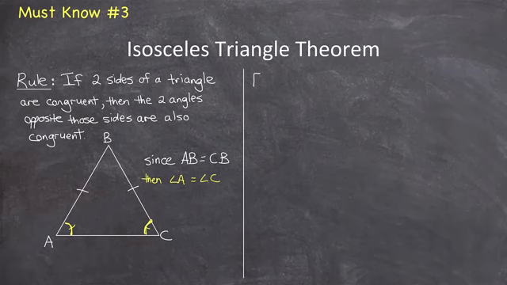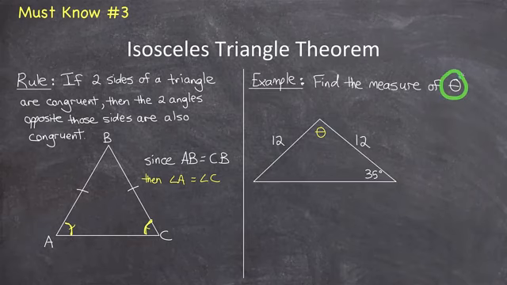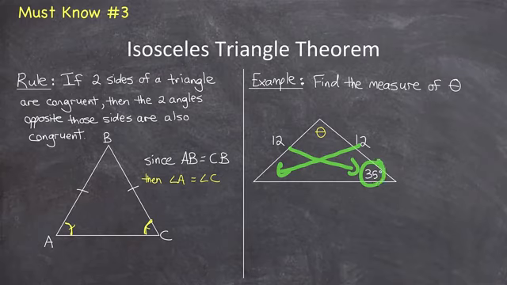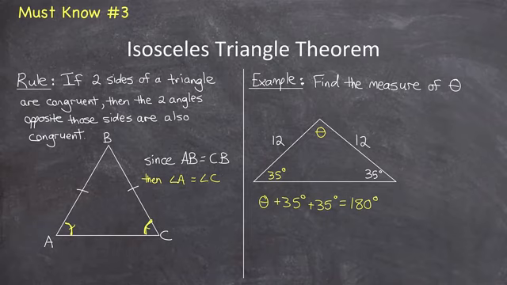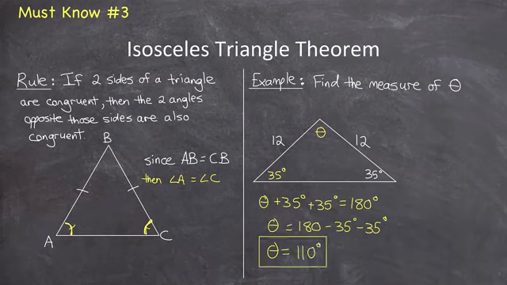And then let's do a quick example. In this example, we have to find the measure of angle theta. Because the measure of those two side lengths are equal to each other, I know that the measure of the angles opposite from those two sides would have to be equal, meaning that this angle here must also be 35 degrees. And then the sum of the three interior angles of a triangle has to be 180. And then I could calculate theta by subtracting those two angles from 180. And that would tell me that angle theta is 110 degrees.